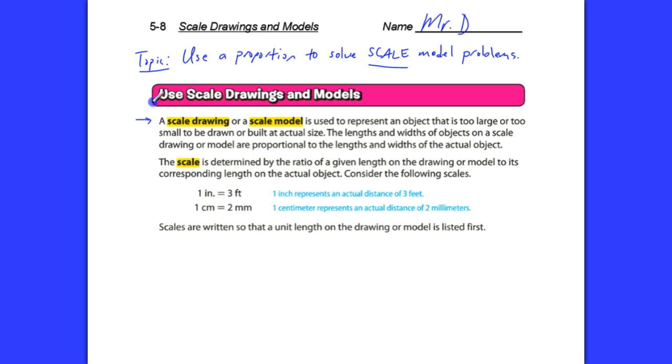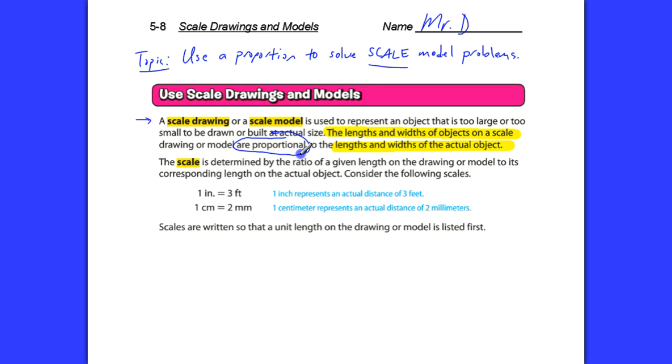Okay, so keywords here, or key sentences, is the next one especially. The lengths and widths of an object on a scale, drawing, or model are proportional to the lengths and widths of the actual object. And this is basically how they make maps. Or if an architect builds a building at a smaller scale, this is exactly what's happening for them to make that look like the actual thing, only smaller or larger.